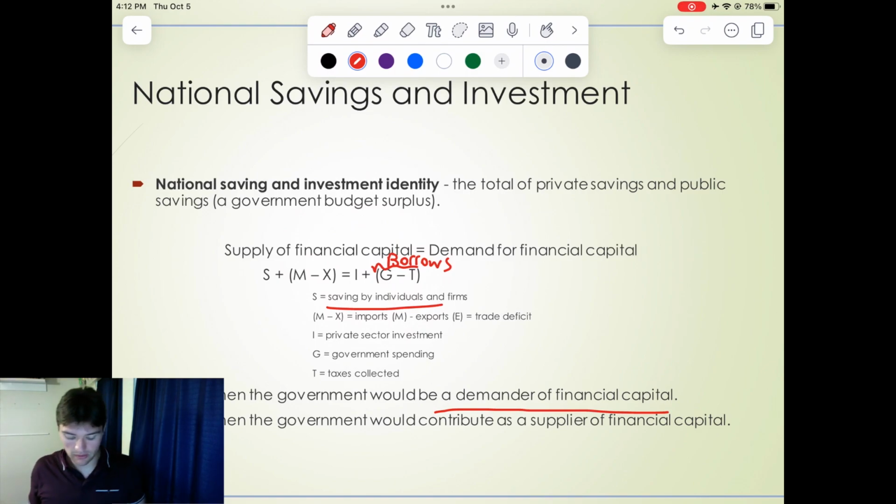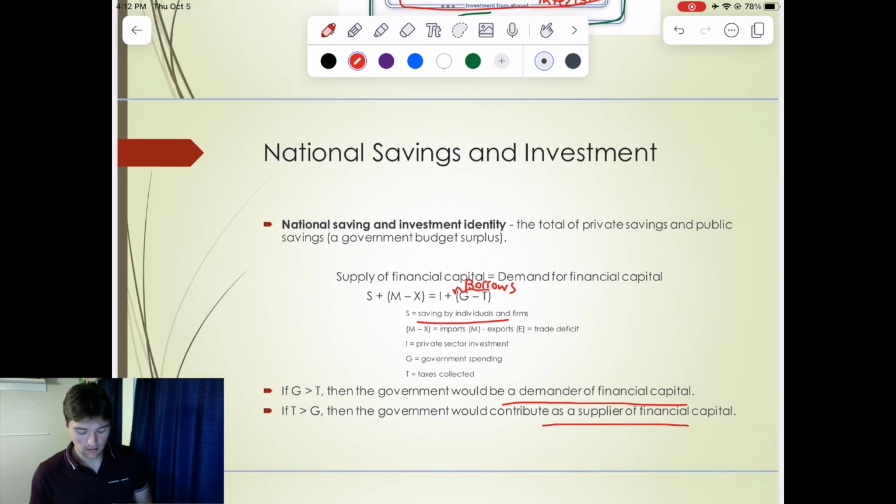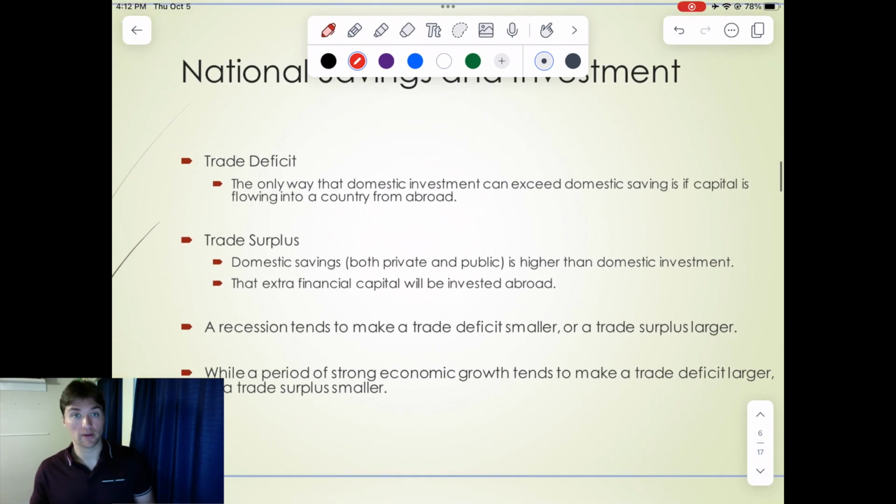This is where you can actually be a supplier of financial capital. You actually have more money that you're not using. You could save it. So this is the National Savings and Investment, where you are balancing out the supply and demand of financial capital. We could also incorporate the trade deficit and the trade surplus.